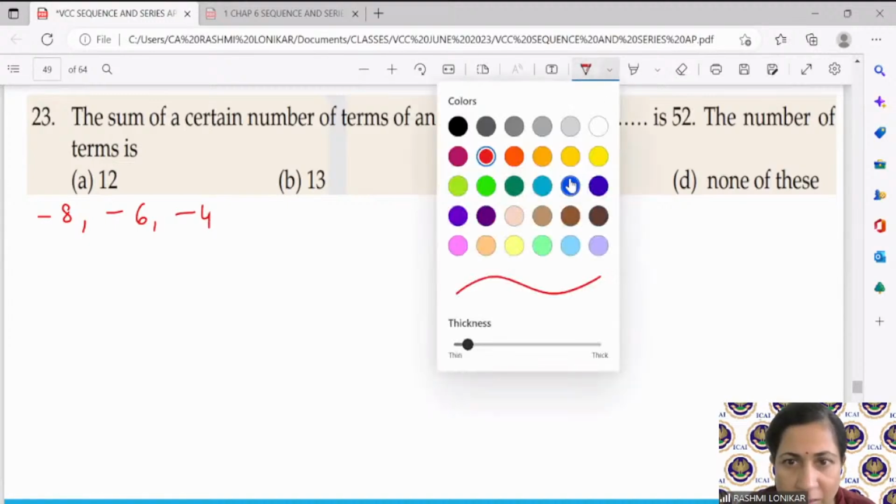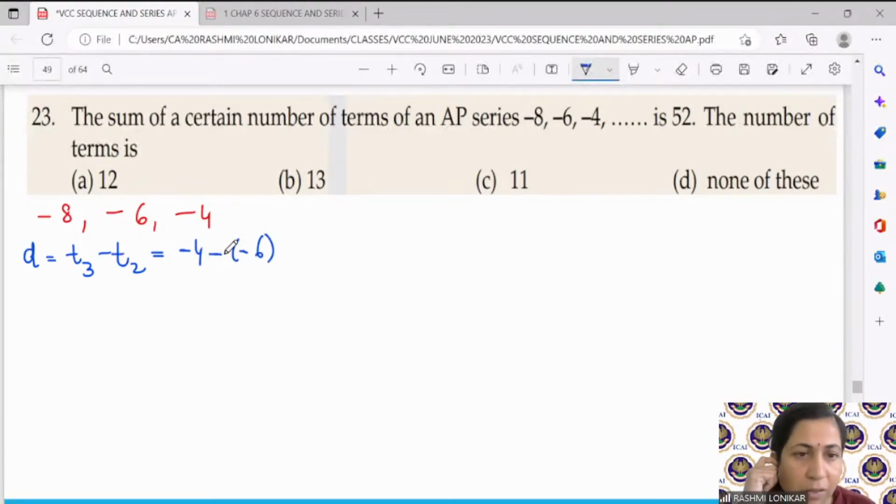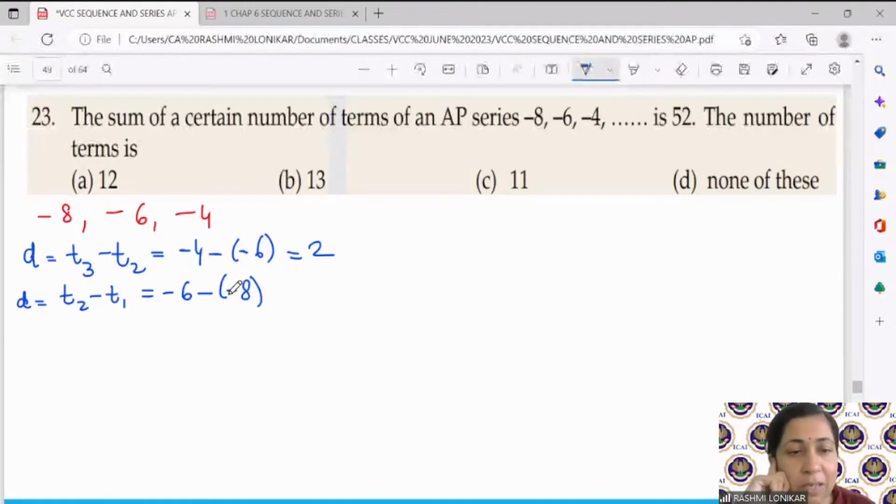Whenever you have a minus sign, just be careful. D is the third term T3 minus T2. How much is T3? -4 minus of -6. Okay, this is important. So -4 minus of -6 is +2. Let us see, D is also equal to T2 minus T1, which is equal to -6 minus of -8. Minus into minus is plus, so 8 minus 6 is +2. Okay, be very careful with this.